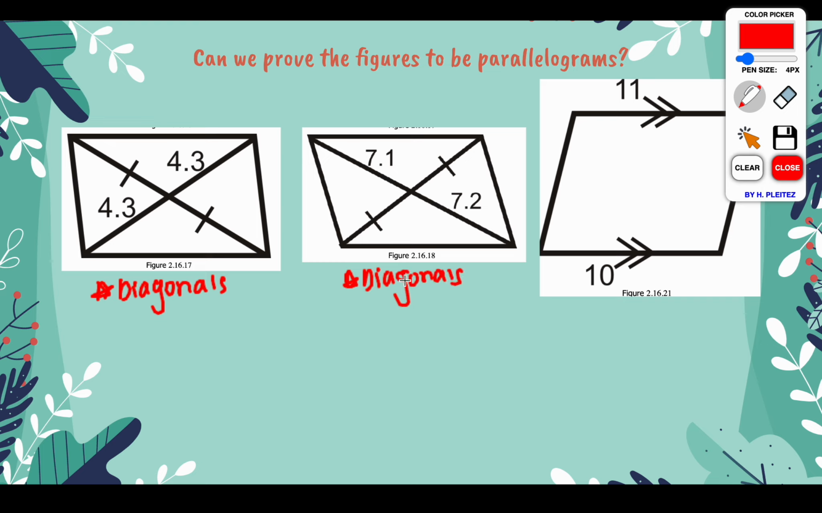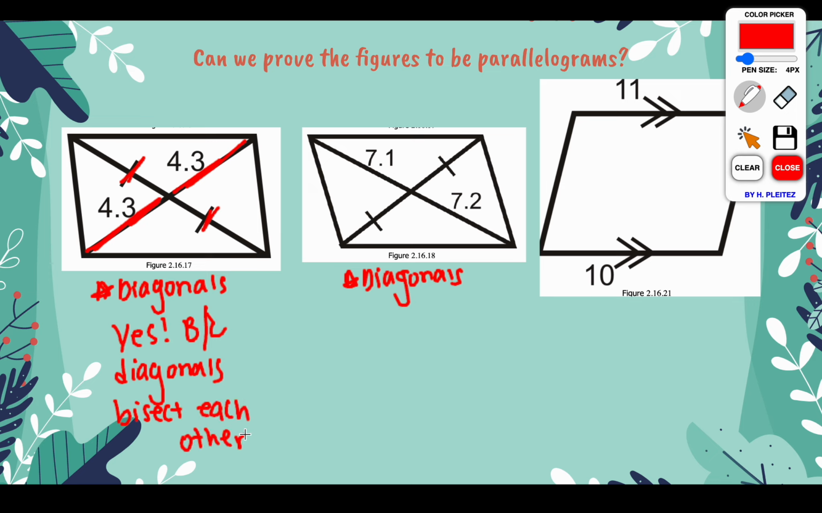Diagonals. Okay. So here we have 4.3 and 4.3, and these two pieces are congruent. So yes, it is a parallelogram because diagonals bisect each other.